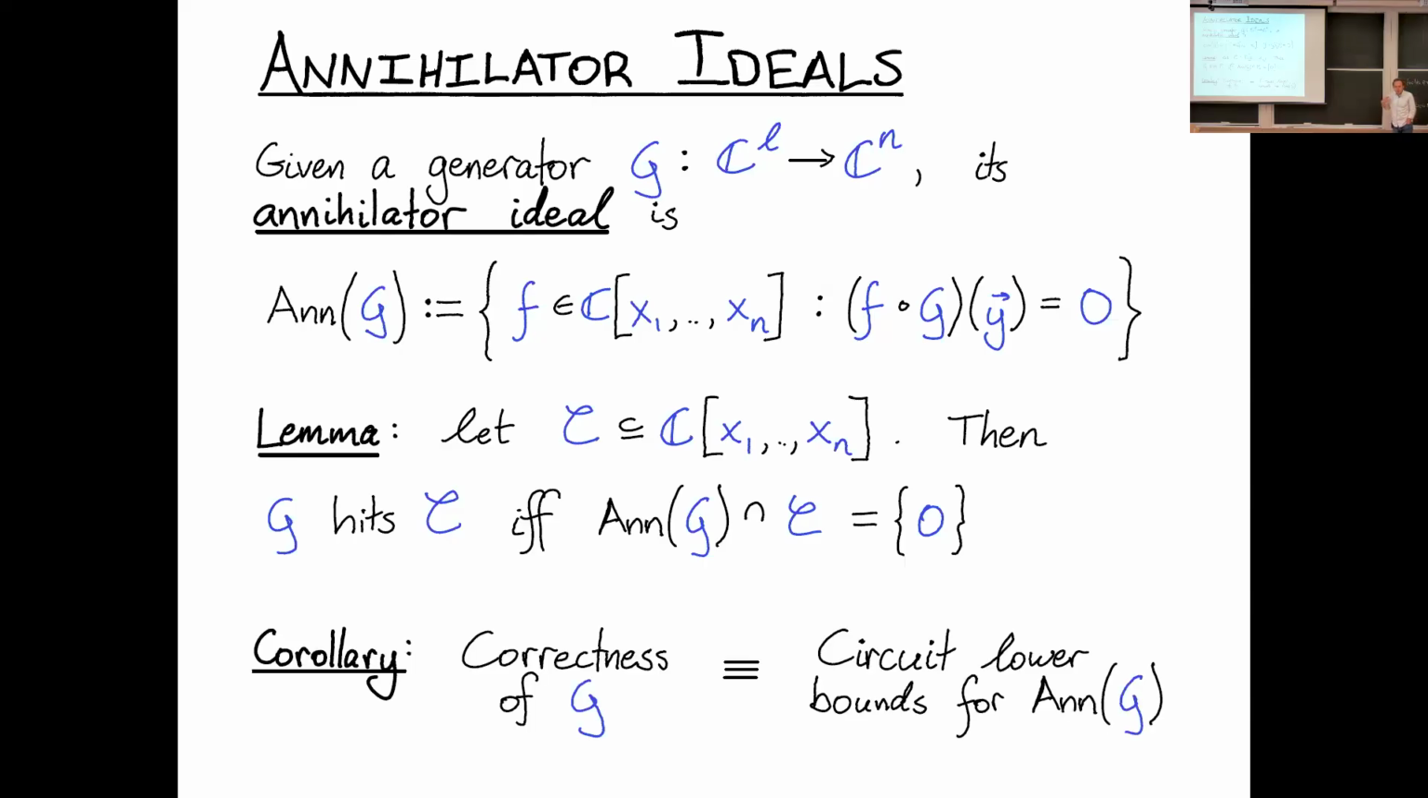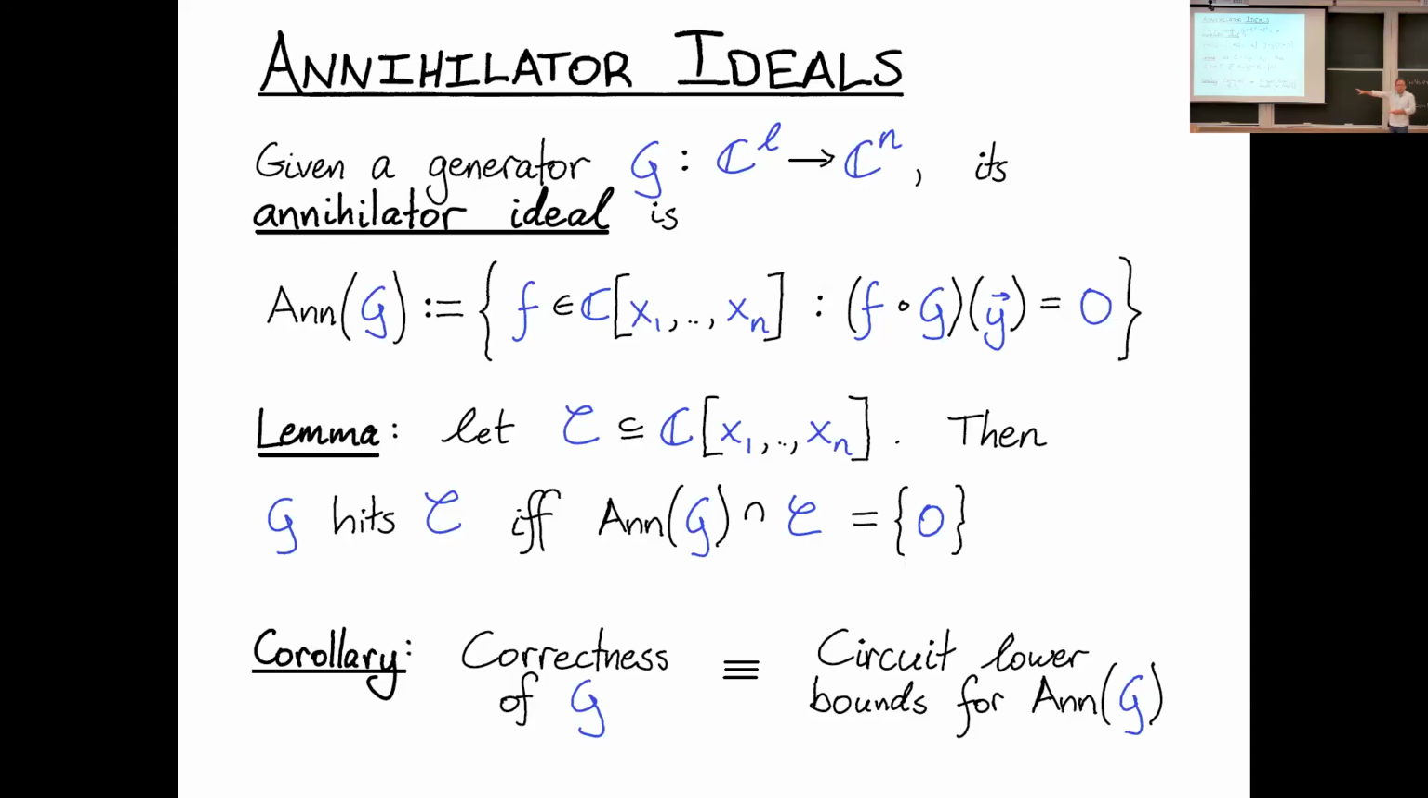And so really, this is saying that if you want to prove correctness of some candidate construction, this is entirely equivalent to taking every polynomial in the annihilator ideal and simultaneously proving circuit lower bounds for all of them. Now, of course, this is true. Most proofs of correctness of a generator don't actually do this. They say, well, I'm instead going to look at polynomials from my weak circuit class and show that those are too weak to distinguish the generator from something truly random.